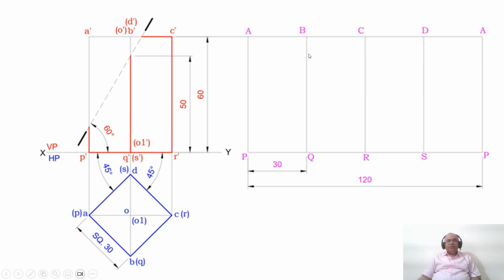Again it is 30. Since we have 4 sides of 30, from BQ you measure 30 mm and draw a vertical line. Similarly from this, and you mark that point as CR. Then from C you measure 30 mm and draw one more vertical line. You mark that point as D and S. Similarly from D you measure a distance of 30 and draw one more vertical line, which is DA, which is AP. Mark them in capital letters.